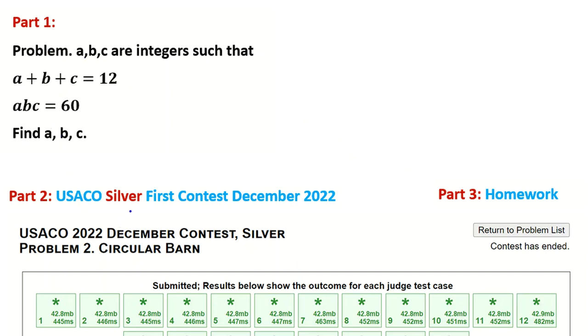Part 2, we will solve a problem from USACO Silver, First Contest, December 2023. We will consider ideas, important ideas. It's good for preparing for USACO 2023, 2024, and so on.